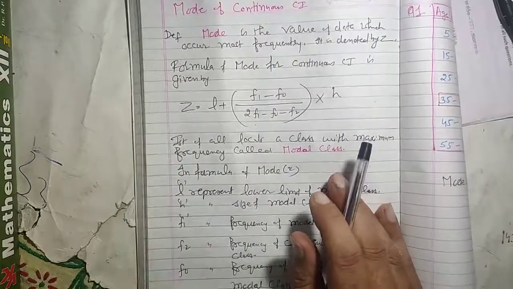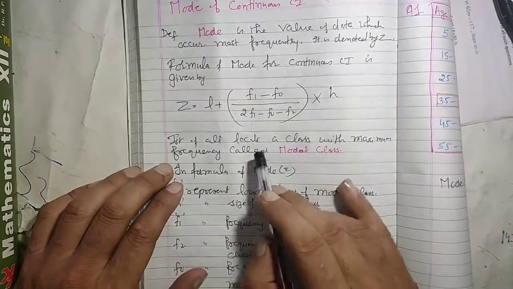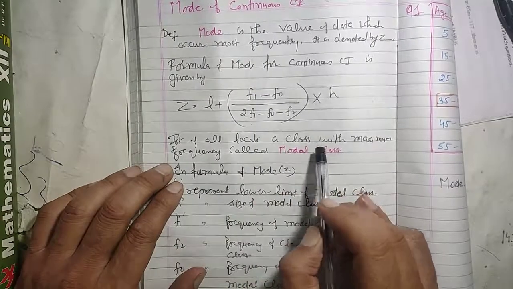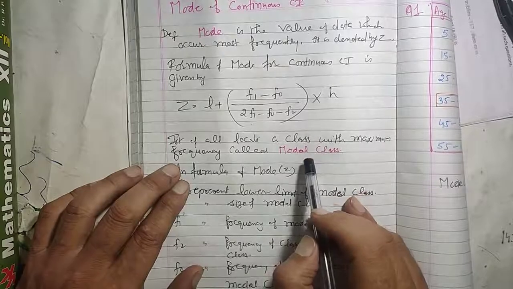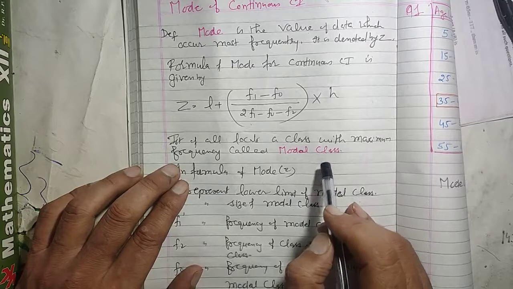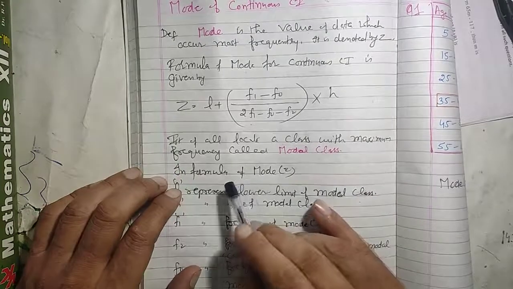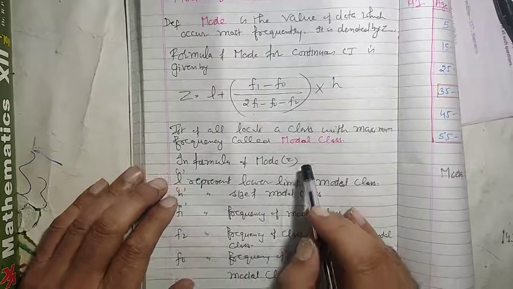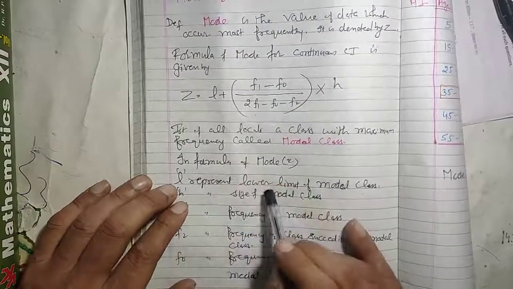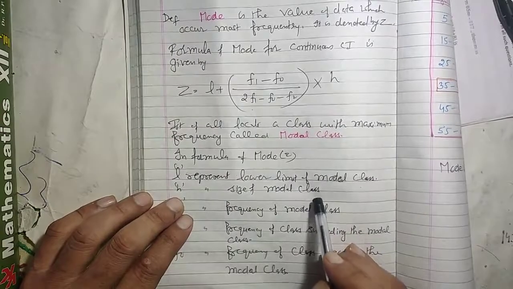Now what is the meaning of the alphabets used here? First of all, we locate the class with maximum frequency. हमें पहले वो क्लास फाइंड आउट कर लेते हैं डाटा में जिसकी मैक्सिमम फ्रीक्वेंसी है and that class is called the modal class. Now in the formula of the mod Z, L represents the lower limit of the modal class, h represents the size of the modal class.